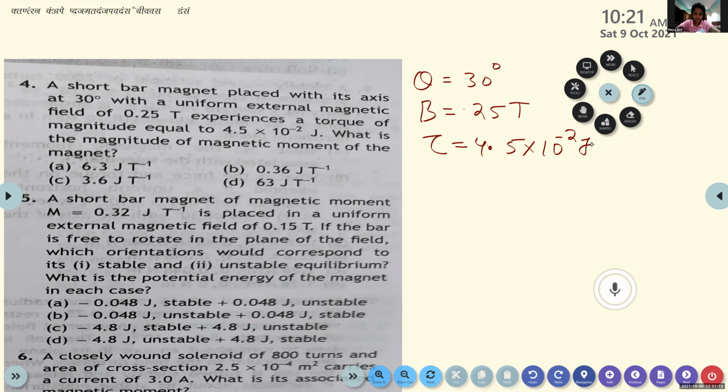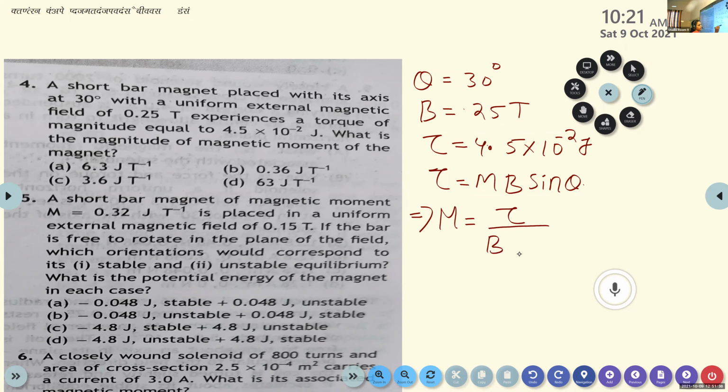Tau is equal to MB sine theta. Very good. Here, tau is the torque, M is the magnitude of magnetic moment, B is the magnetic field, and theta is the angle between them, which implies magnetic moment M is equal to tau divided by B sine theta.